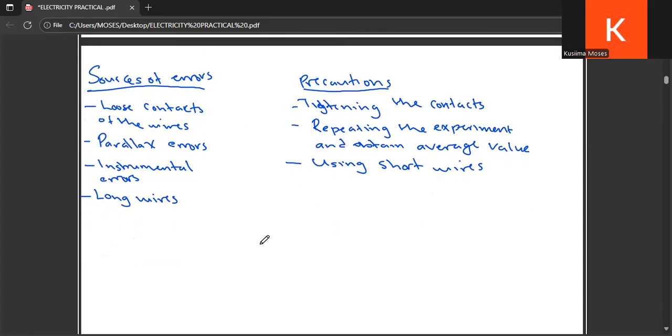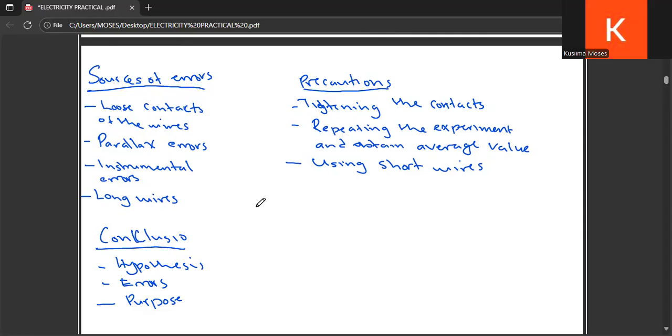Then when that is done, you come and give our conclusion. Remember, the conclusion must capture the hypothesis. The conclusion must capture the errors. The conclusion must capture the purpose as you are concluding. Have you been able to achieve the purpose of the experiment? If yes, you comment on it in the conclusion. So basically, this is how we can answer this item.